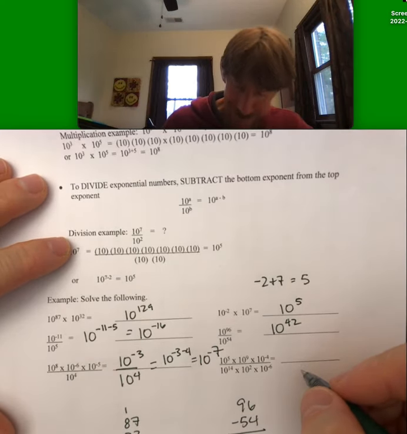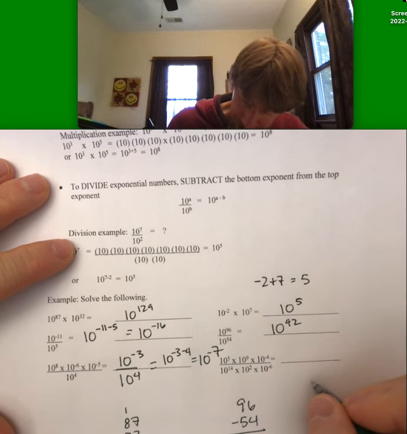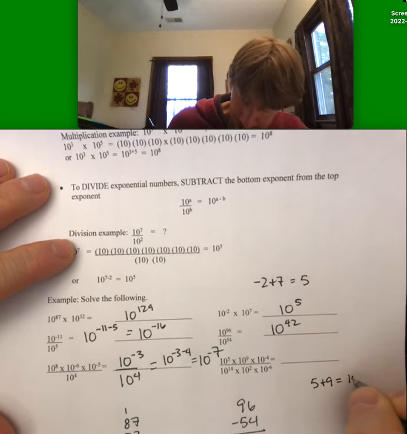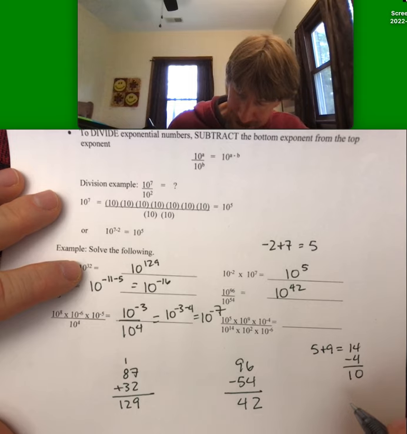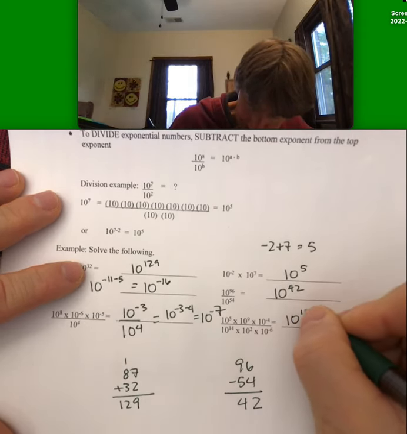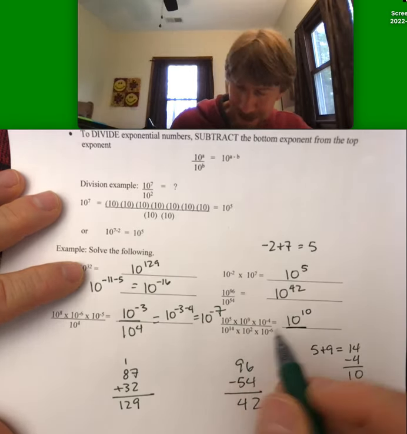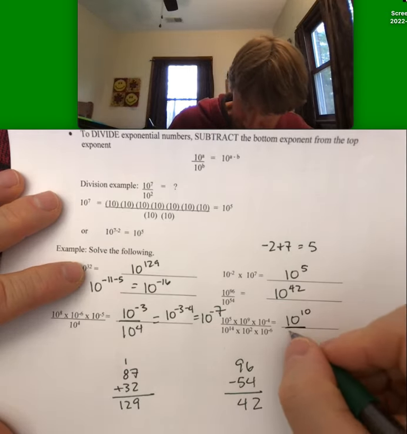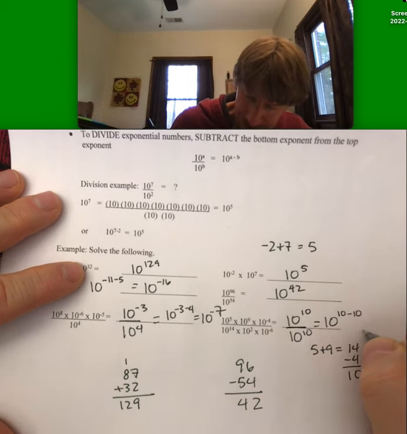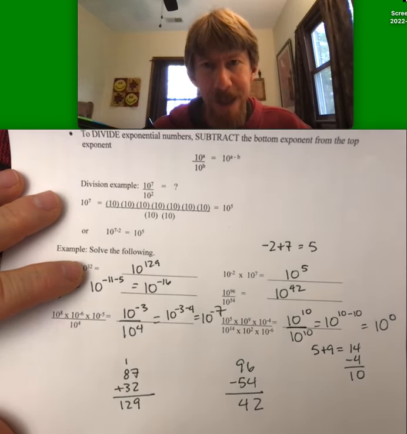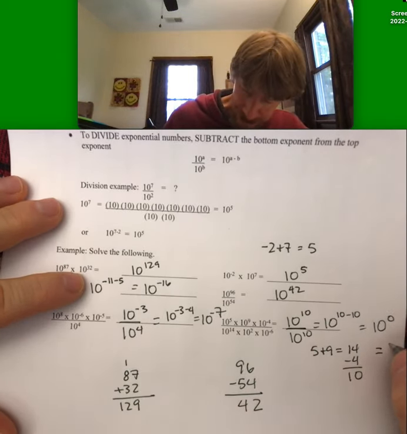And they just kept getting longer. All right, so 5 plus 9 equals 14, minus 4 equals 10. And so this is going to be 10 to the 10 over 14 plus 2 is 16, minus 6 is 10 to the 10. And 10 to the 10 minus 10 equals 10 to the 0th. And if you remember, 10 to the 0th is just 1. So the final answer here is 1.